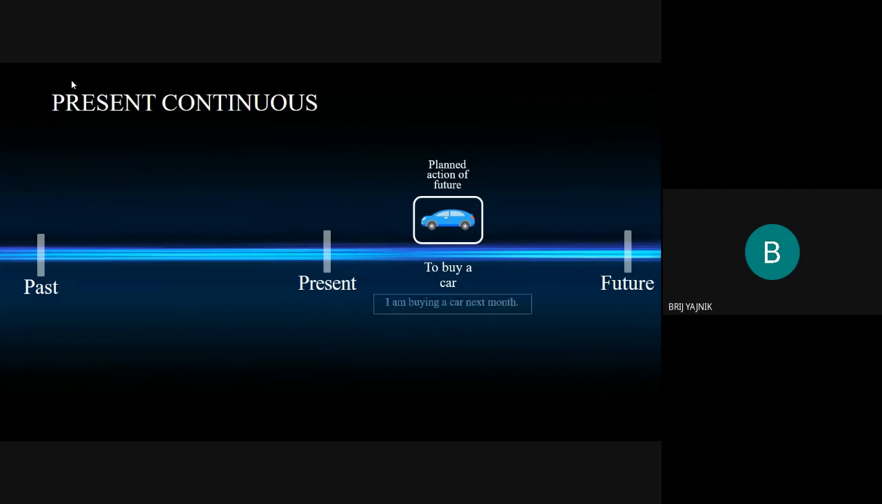Now, as it is a future plan, I can use the present continuous tense and I can say, I'm buying a car next month. Look at the way I'm saying it. I'm buying a car next month. Now, any random action can be your future plan. Look at these future plans when you listen to this. I'm giving you a few examples. I'm visiting my parents next week. See, that's a plan. I made a plan, right?